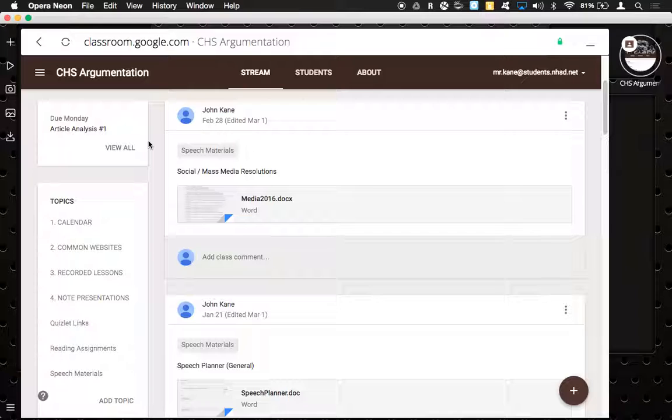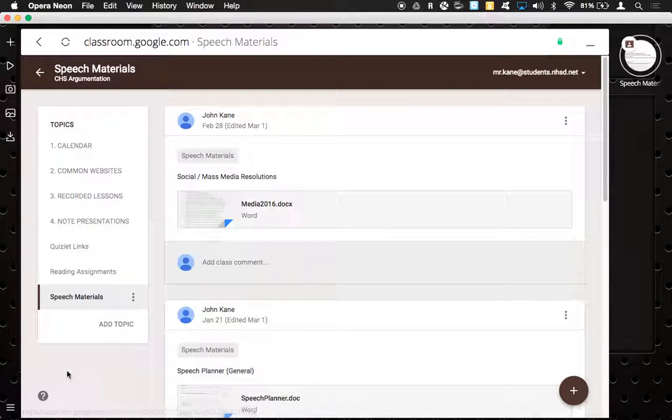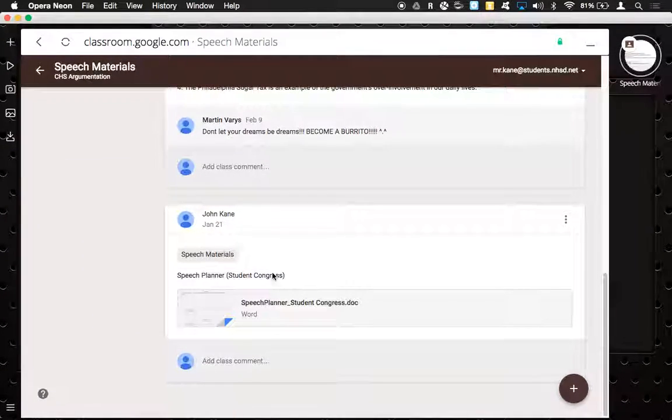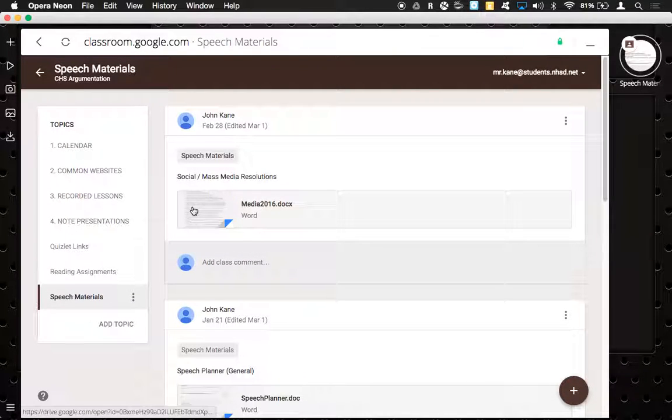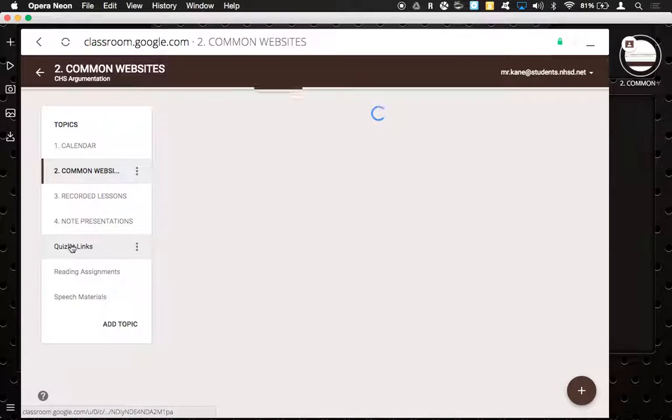When you do get into Google Classroom, I bumped up the speech planner, but I just wanted you to know that there is a copy of it online, so it's there in the stream. Down where it says speech materials on the side, topics, in there I keep all the formal things that we're using. So the social mass media resolutions are there. The speech planner is there. I don't know if I attached the rubric yet. If I did not, I will do that later. It doesn't look like it's on there. But should you ever need a digital copy of those things, it certainly is present for you to take a look at.